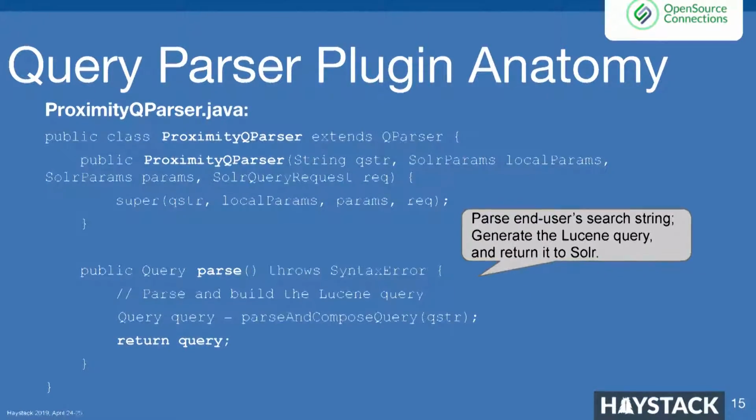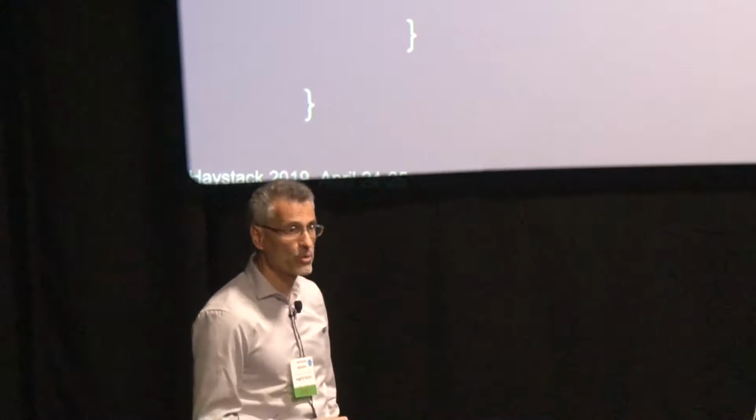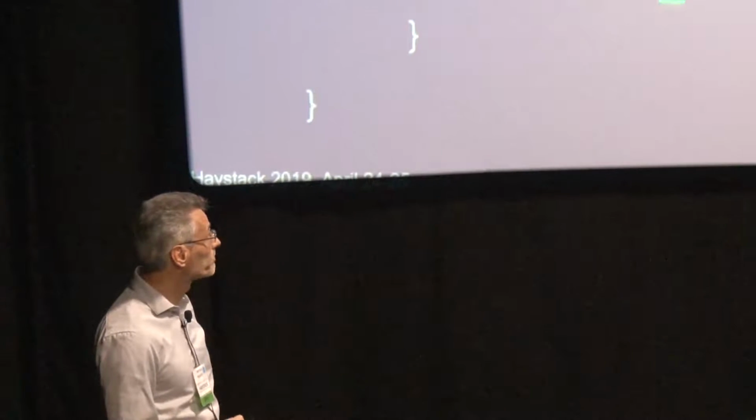Here's our QParser object. And the constructor is not doing a whole lot. It's basically passing on to its parent all the parameters. All you have to do is implement the parse method. And its sole purpose in life here is to produce the Lucene query and return it to Solr.